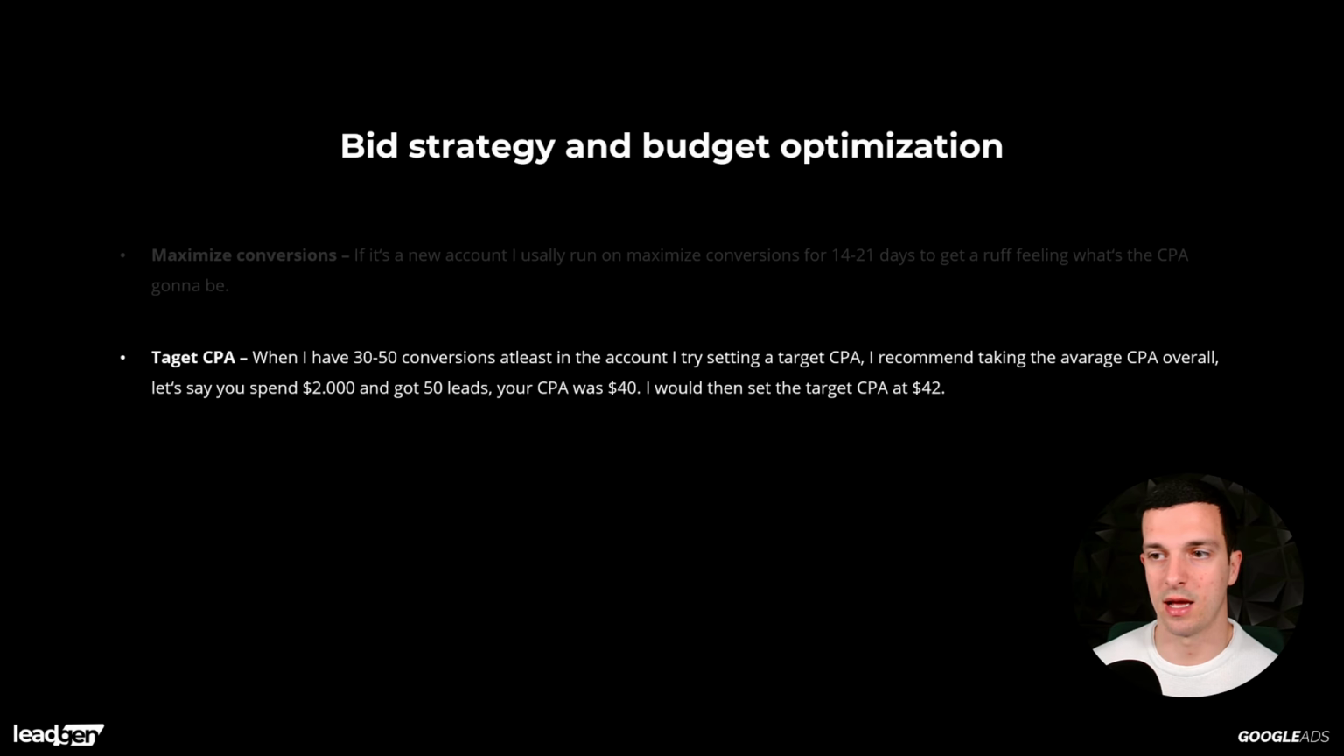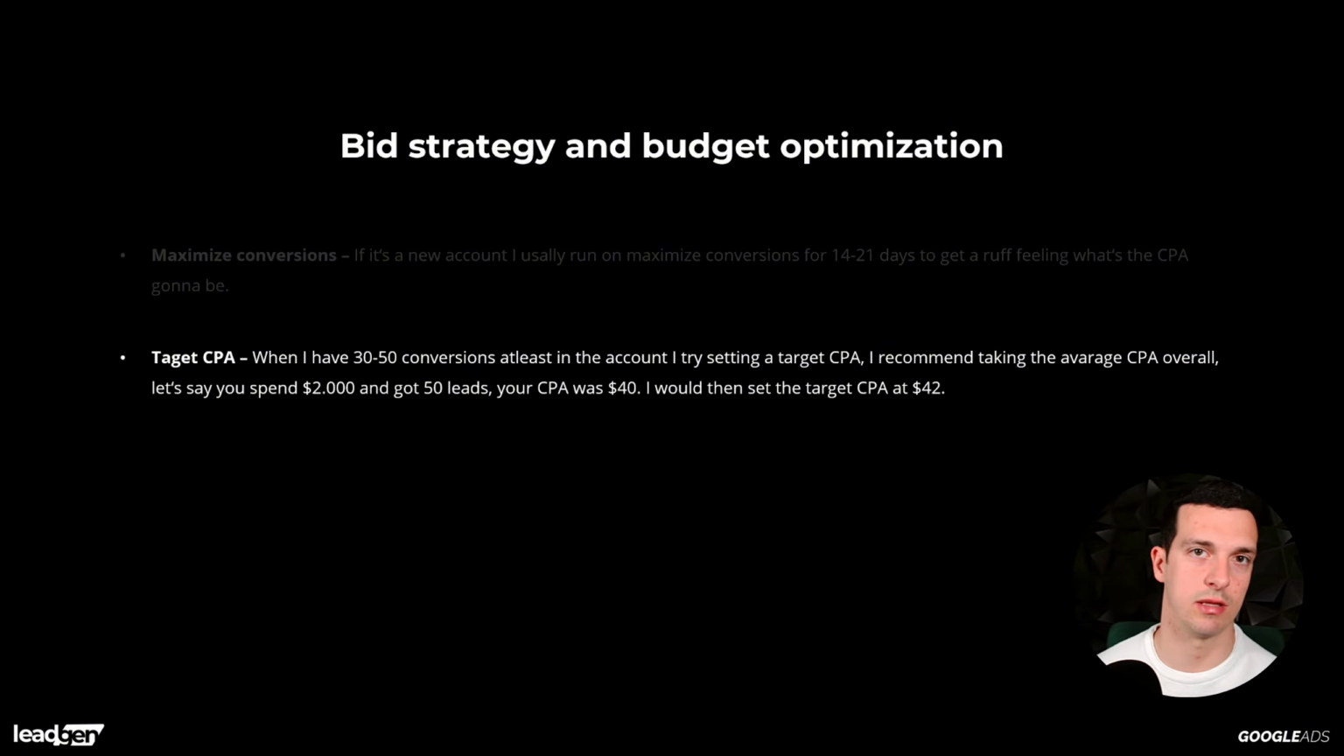Target CPA, when I have 30 to 50 conversions, at least in the account, I'll try setting a target CPA. I recommend taking the average CPA overall. Let's say you spent 2,000 and got 50 leads. Your CPA was 40, right? I will then set the target CPA at 42 or 40. I'm going to show you how to do this. By this, you are just taking a little bit more control and telling Google, based on your data, maybe you had this 40 CPA, that you want to optimize for 40. Then Google will be better in optimizing the bids and everything to get you to that number.